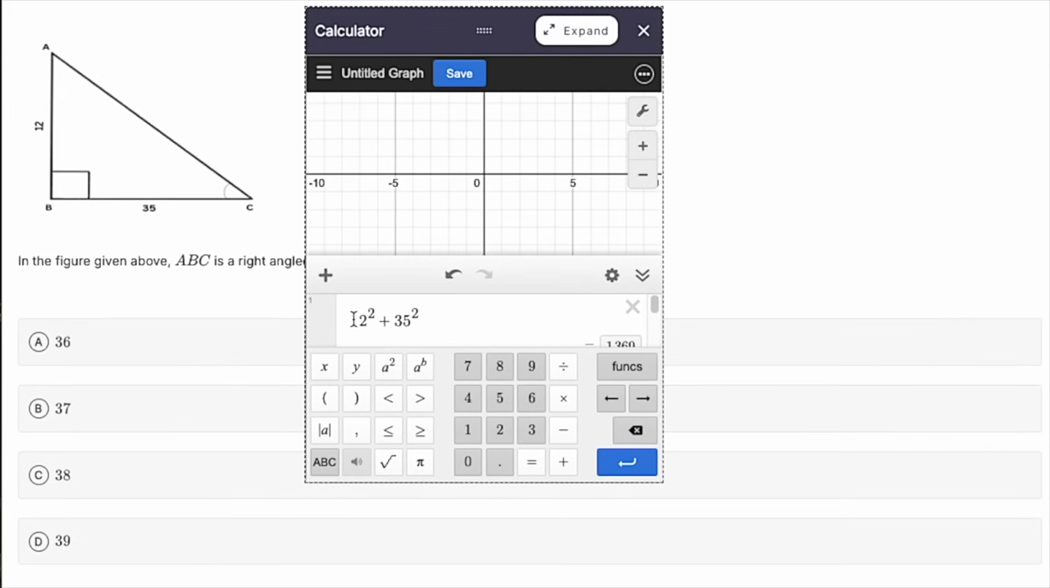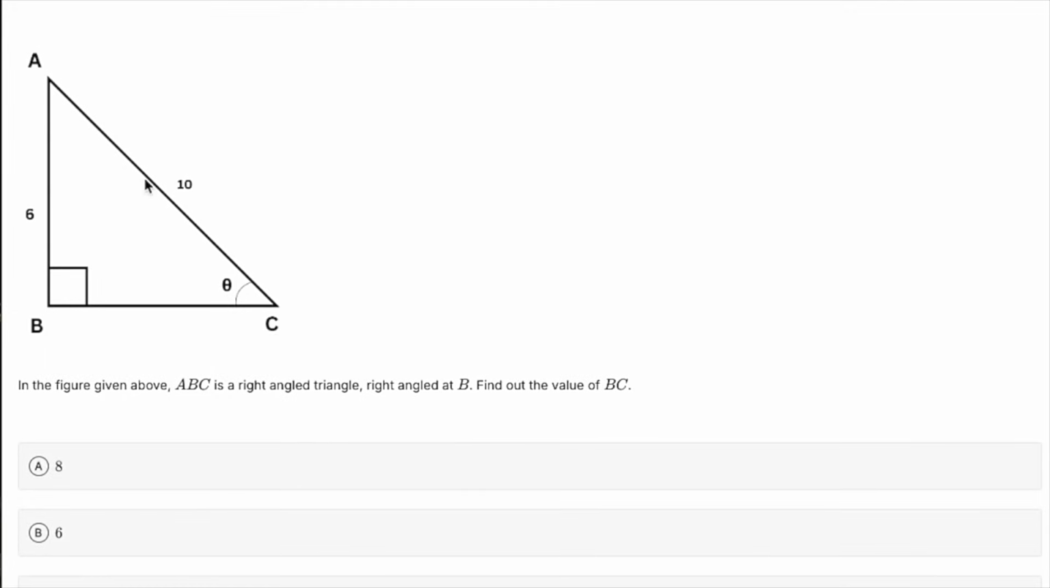1369. I guess we could also do a square root and then throw these guys under it, since we know that that's going to happen. And yes, 37. So our answer is 37. Here's another one, pretty similar.